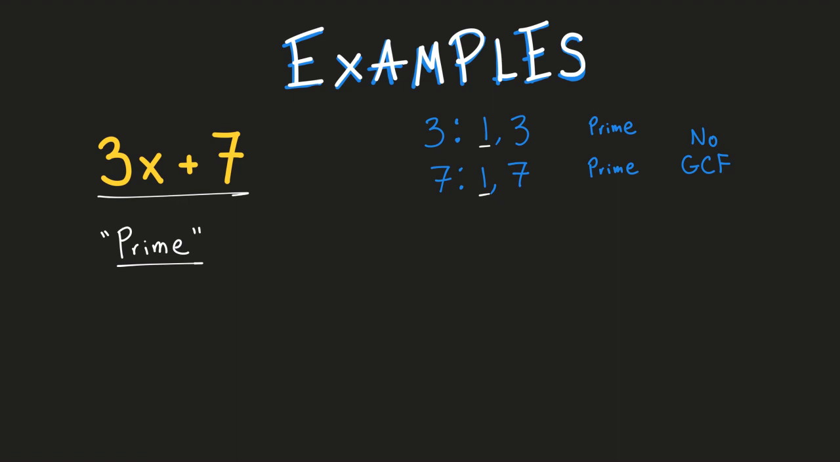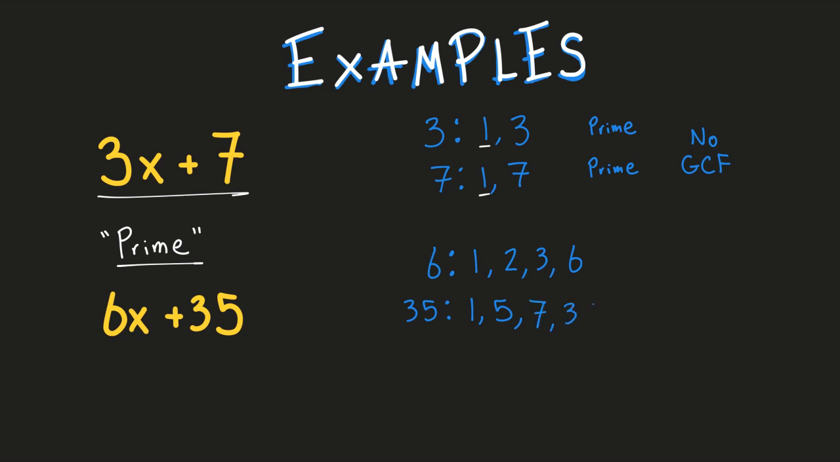And this can happen in one other situation as well. Let's take a look at 6x plus 35. We might be encouraged because we see, well, wait a minute, 6 and 35, those aren't prime. So let's do this one out. Let's see, 6, we have factors of 1, 2, 3, and 6. And let's look at 35. 35 has 1, 5, 7, and 35. Well, wait a minute.